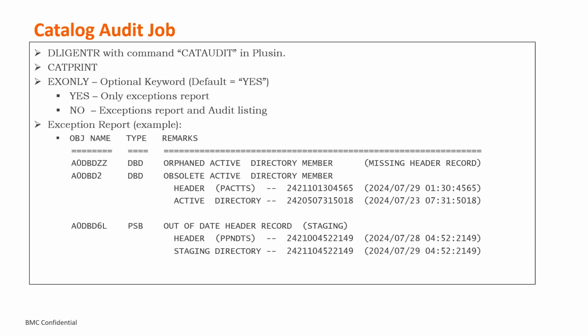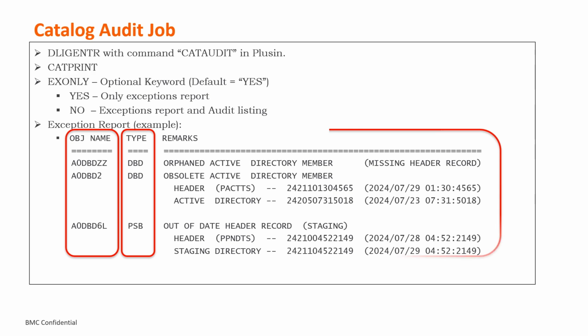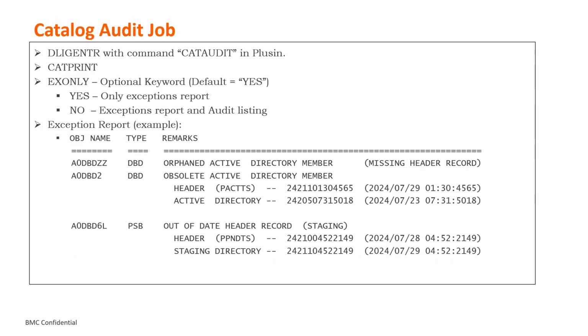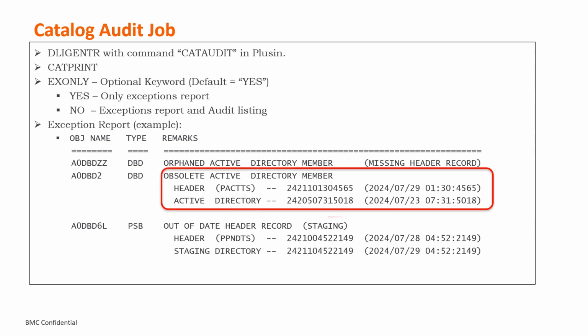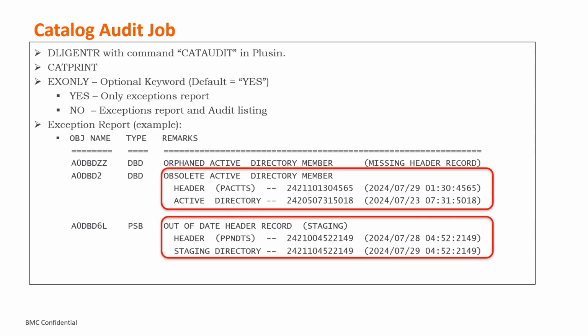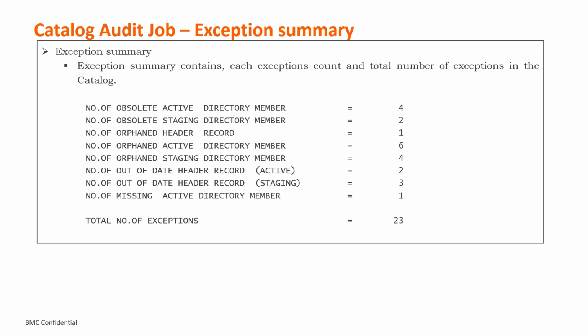The exceptions report contains object name, object type, either DBD or PSB, and remarks where exceptions messages are printed. In case of obsolete or out-of-date header record exception types, along with exceptions message, timestamps from catalog database and catalog directory, either active or staging, will be printed in IBM format as well as readable format as shown.